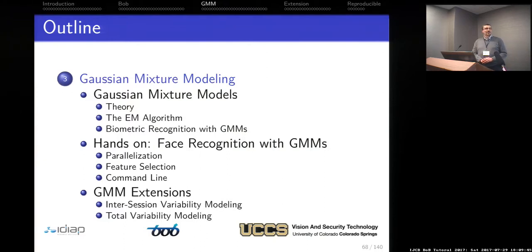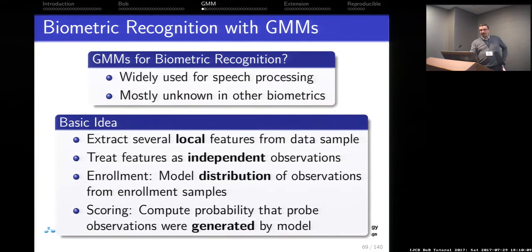Okay, so I will go a little bit into details about the Gaussian mixture models now. We have a section on the theory, which I will probably not go too deep into. And then we have a hands-on. So how are GMMs used for biometric recognition?